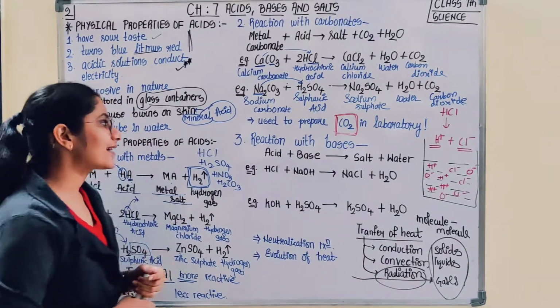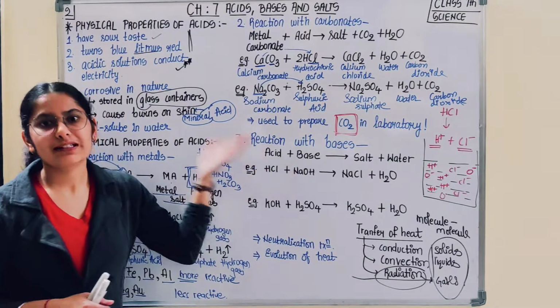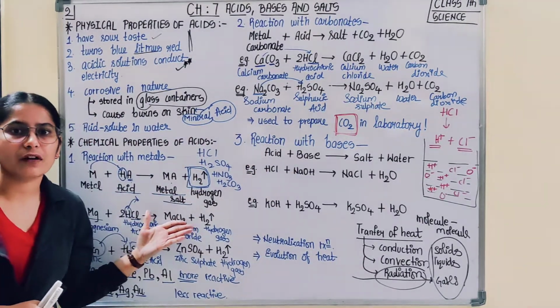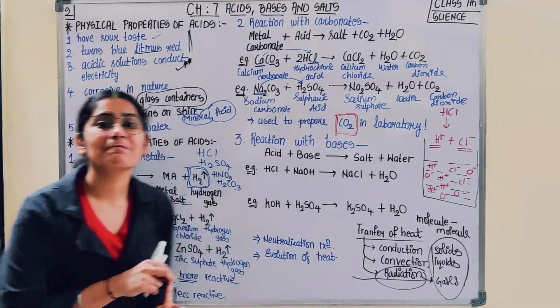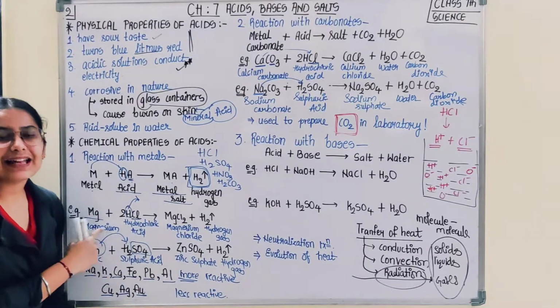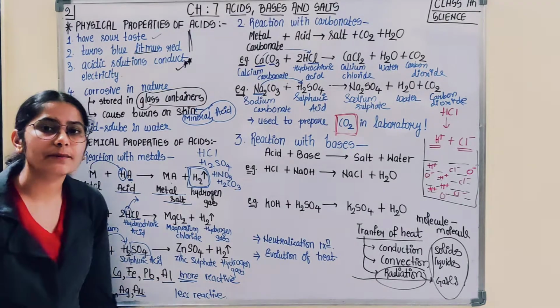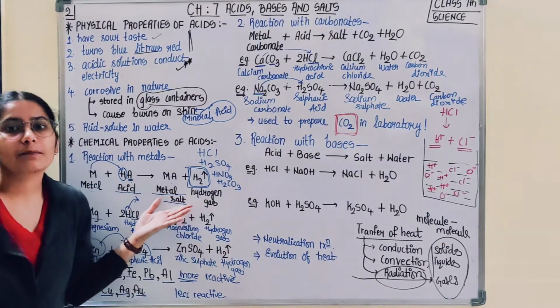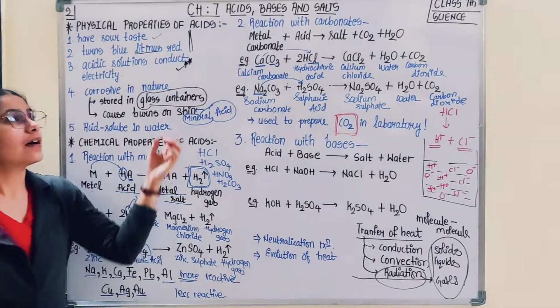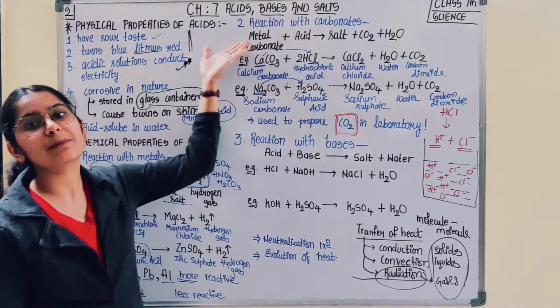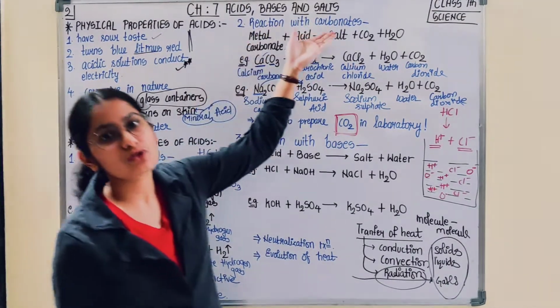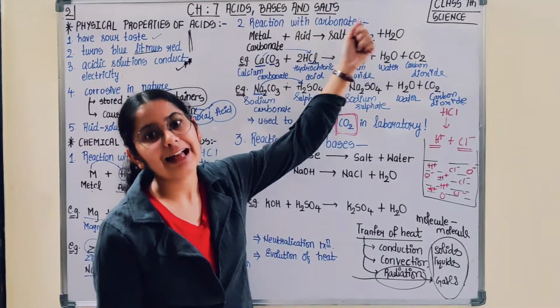Next is reaction with bases. We started with chemical properties of acids. First we discussed reactions with metals. When a metal reacts with acids, it forms metal salt plus hydrogen gas. When acids react with metal carbonates, they form salt, carbon dioxide and water.